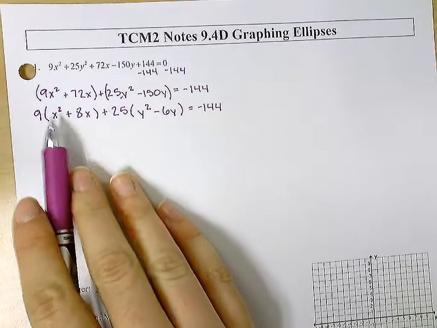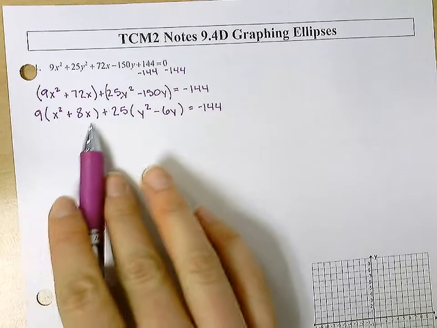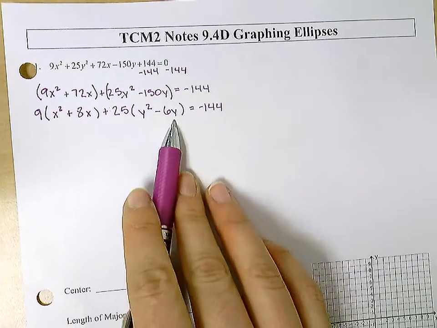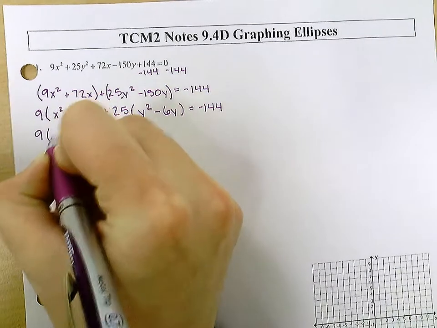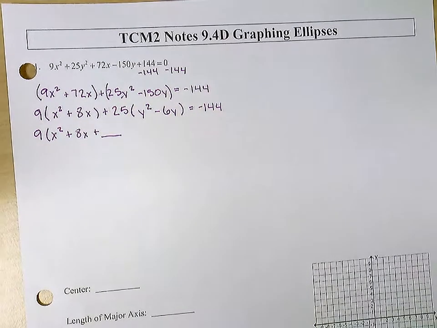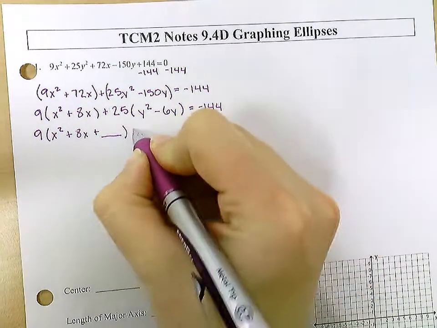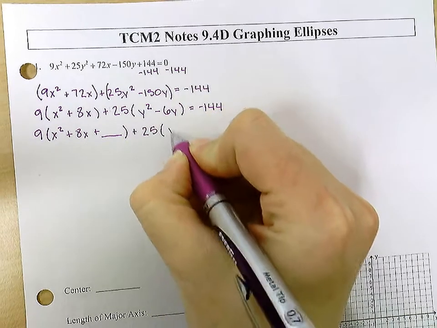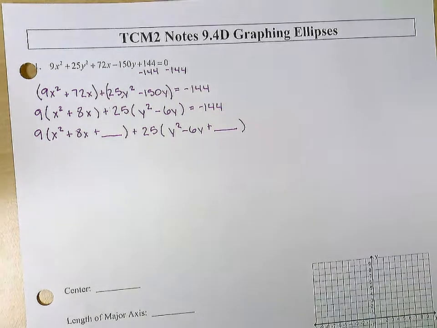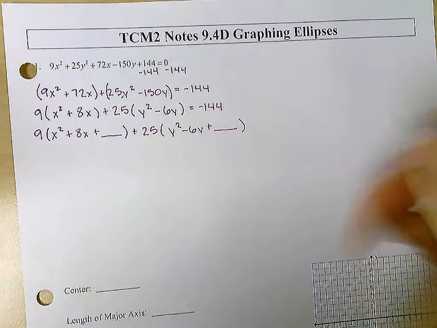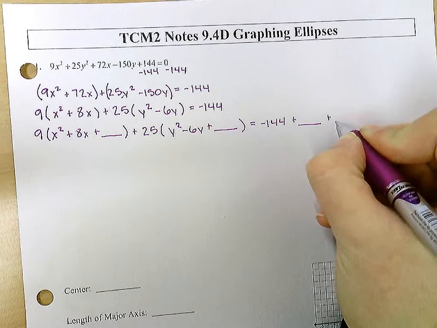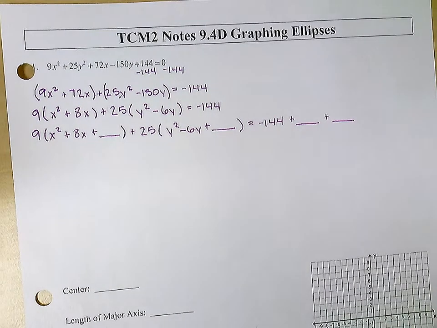So I now want to complete the square for both this quantity and this quantity here. Okay, so that means I need to add a value into that quantity. Same thing with my y's. I want to add a value into that quantity. Now whatever I do to one side of my equation, I have to do to the other. So I have to add in 2 values on the right as well.